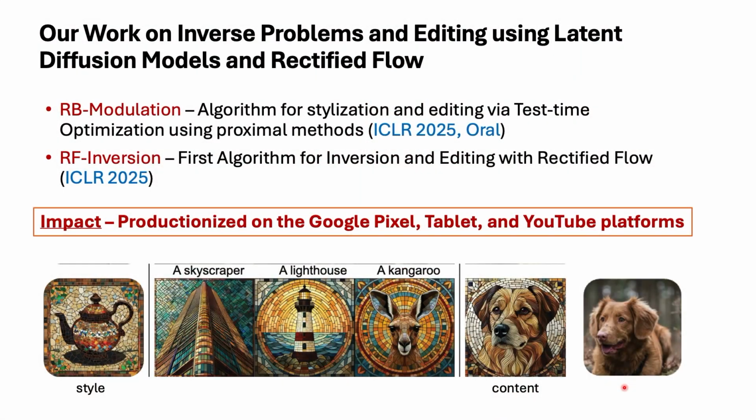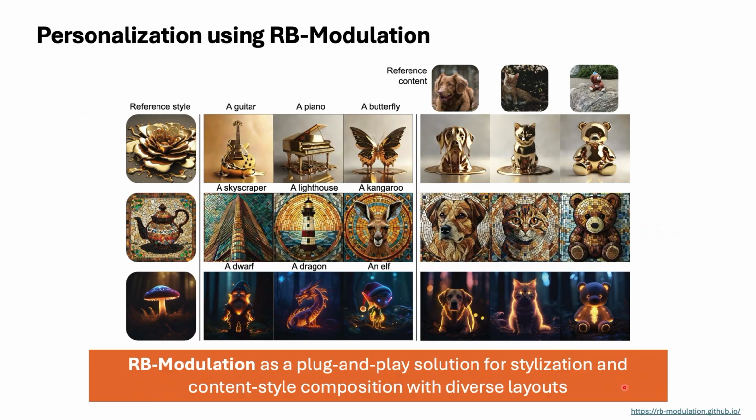So over the last few years, we have been working closely with the Google teams to do image stylization and image editing, both for diffusion models and for flow models. And these algorithms have now been productionized on the Google Pixel phone, on the tablet, YouTube, as well as in Imagine and other platforms. So examples of the kinds of things we are now able to do using these pipelines is the following. I just talked about it briefly previously. Let me just expand on that.